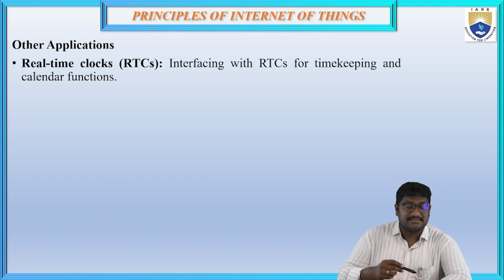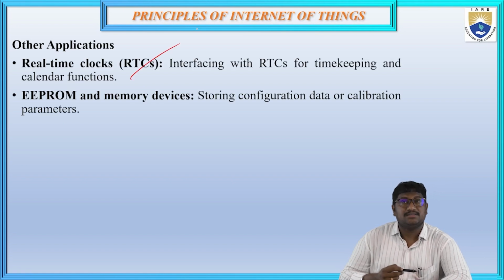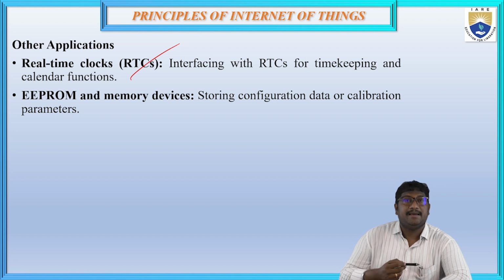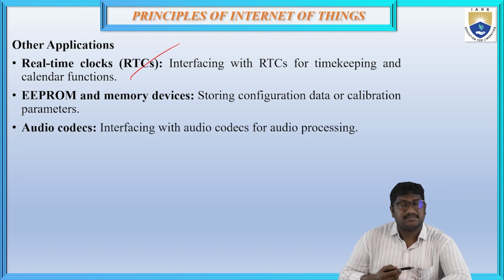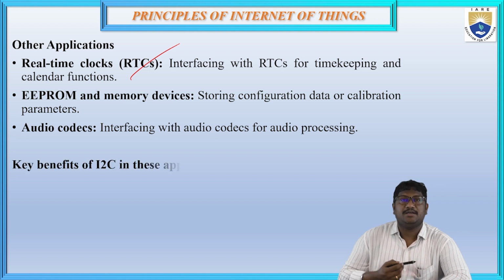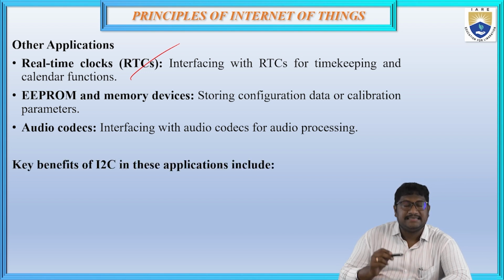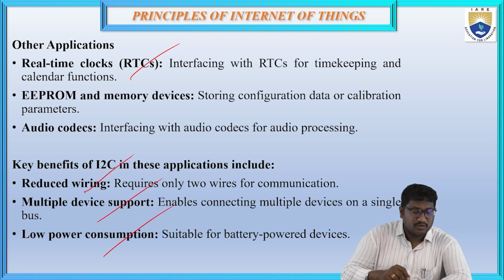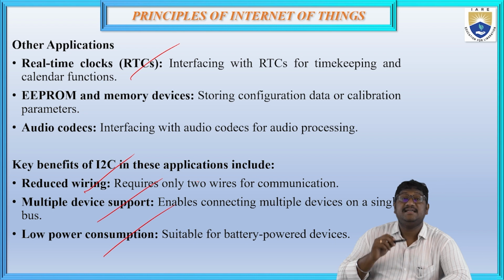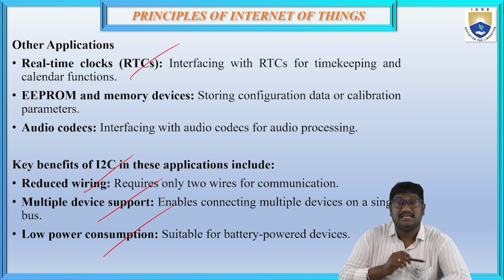And these are the other applications, such as RTC, real-time clocks, which are used for timekeeping, EEPROM and memory devices, which are used for storing configuration data and parameters, and audio codecs, which are used for audio processing. And these are the main key benefits of using these applications, which include reduced wires, multi-device support, and low power consumption. These three are the key benefits of using I2C communication.